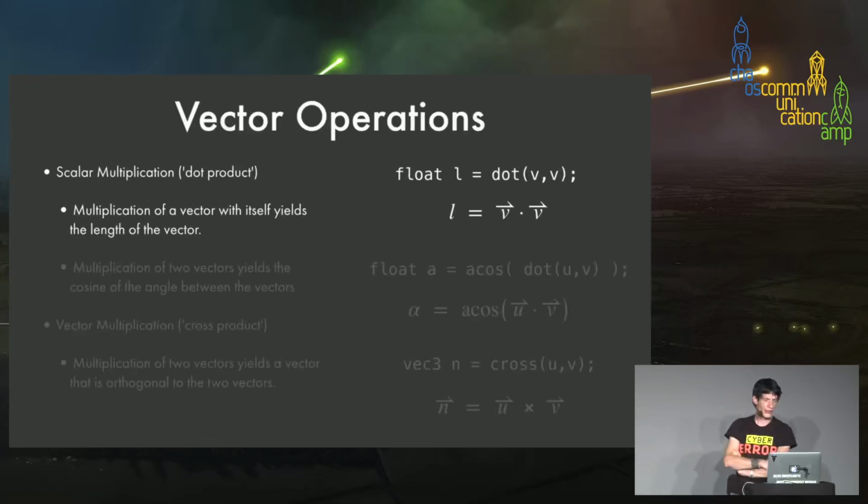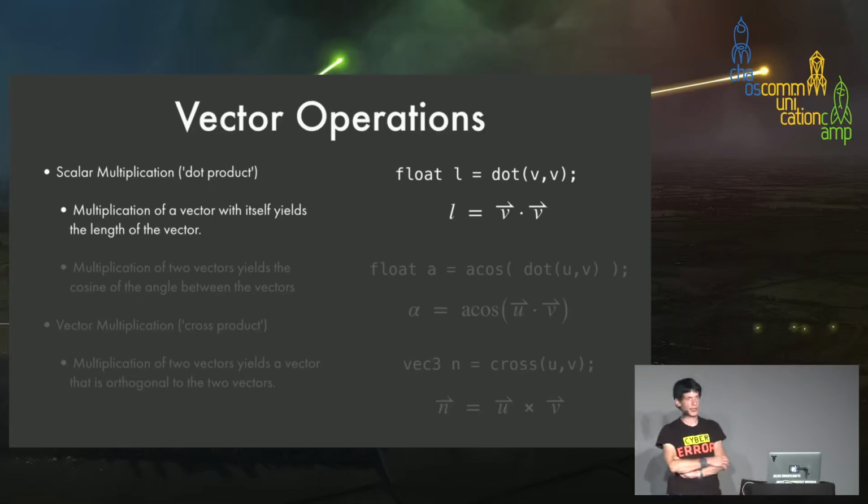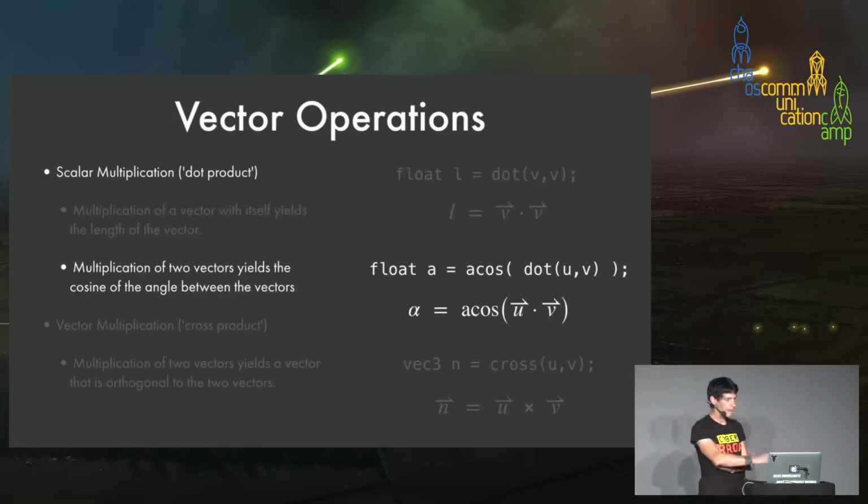There are two operations that are important for vectors. There's a scalar multiplication, also called dot product. Basically, you multiply a vector with a vector and you get a real number. If you multiply a vector with itself, you get the length of the vector, which can come in very handy for doing calculations. If you multiply two vectors with each other, you get the cosine of the angle between them. So if you multiply the x and the y vector, you get the cosine of 90 degrees.